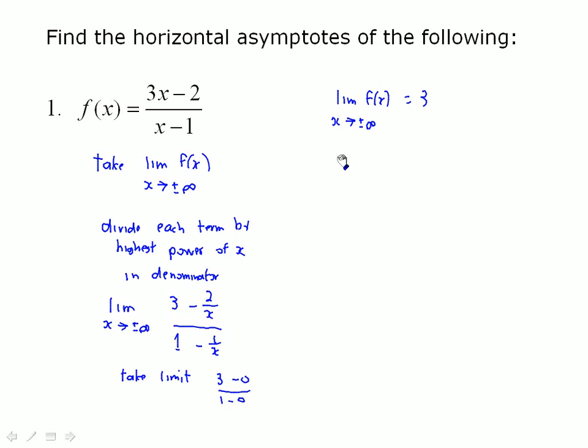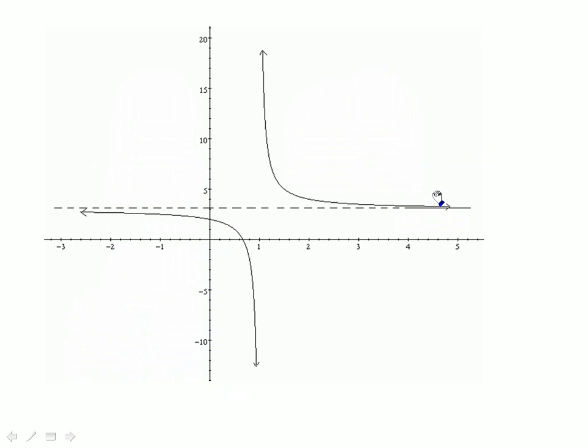For both directions. So therefore, the horizontal asymptote is going to be y equals 3. So that's the method. That's always how you find your horizontal asymptotes. Take a look at the graph. You can see that this is consistent with what we worked out mathematically.